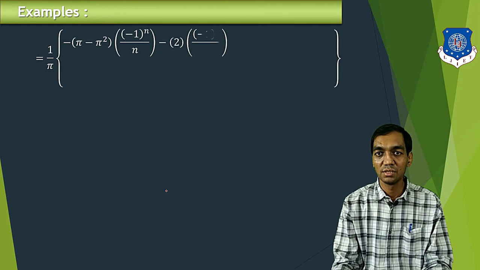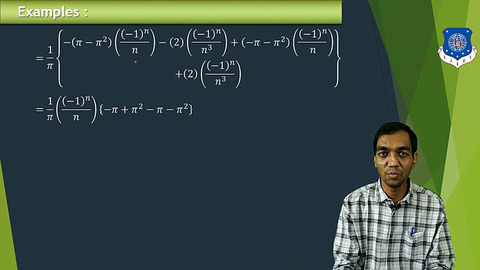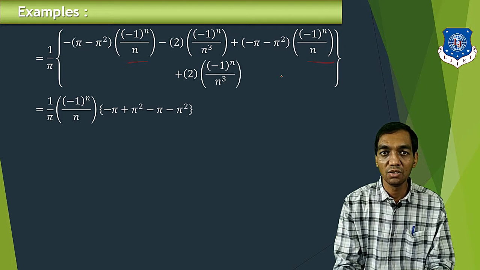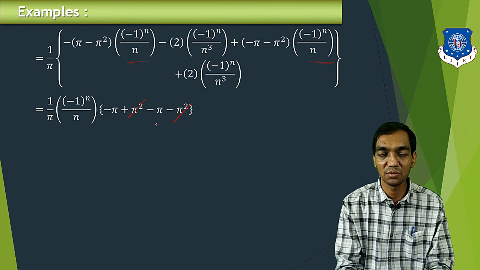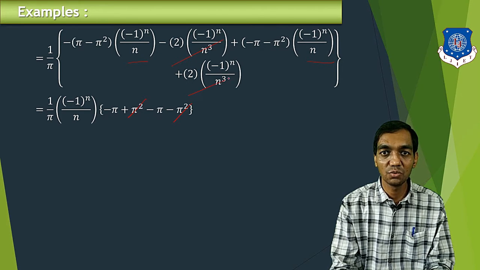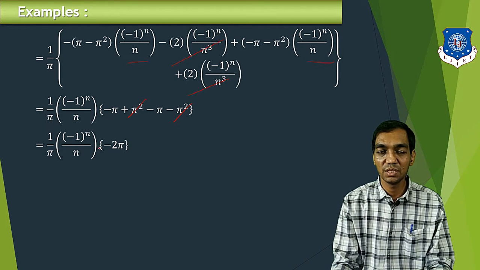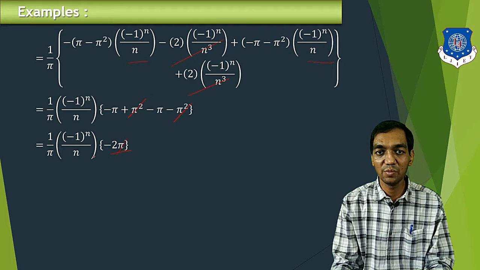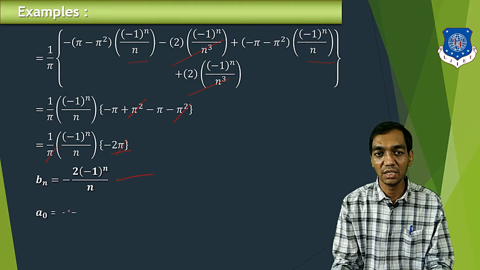Now we are going to simplify these terms. So separate the terms with minus 1 raised to n common out from these two. So that will give you minus pi minus minus plus pi square minus pi minus pi square. So plus pi square minus pi square cancel out. In the same manner from these two terms, minus 2 and plus 2 will cancel out. So the remaining terms, you have 1 upon pi into minus 1 raised to n upon n into minus 2 pi. Pi will be cancelled out and the answer will be Bn is minus 2 into minus 1 raised to n upon n. Now put this value in the Fourier series.